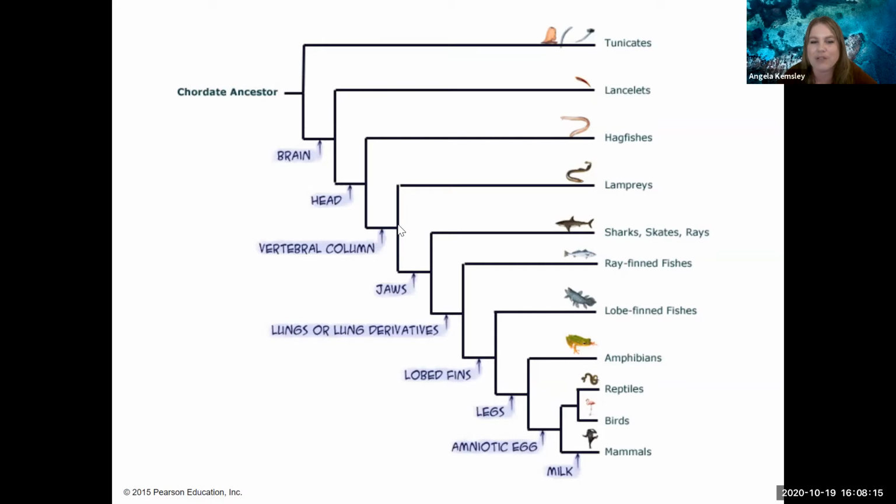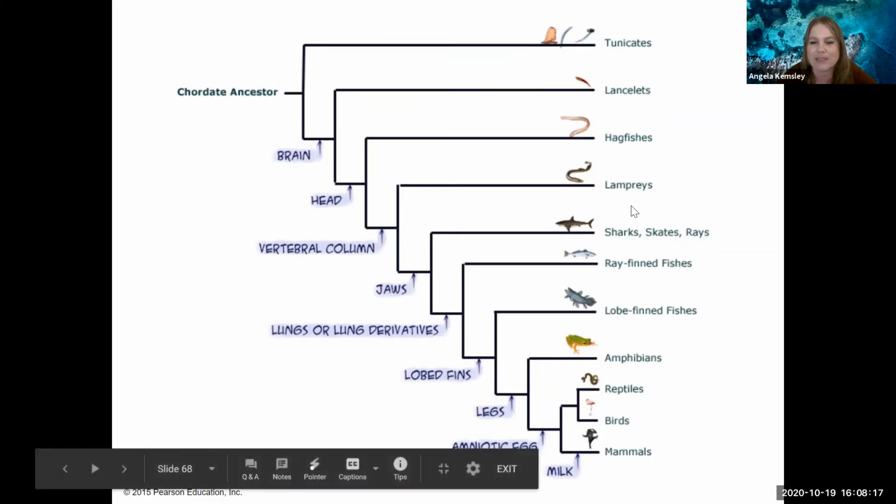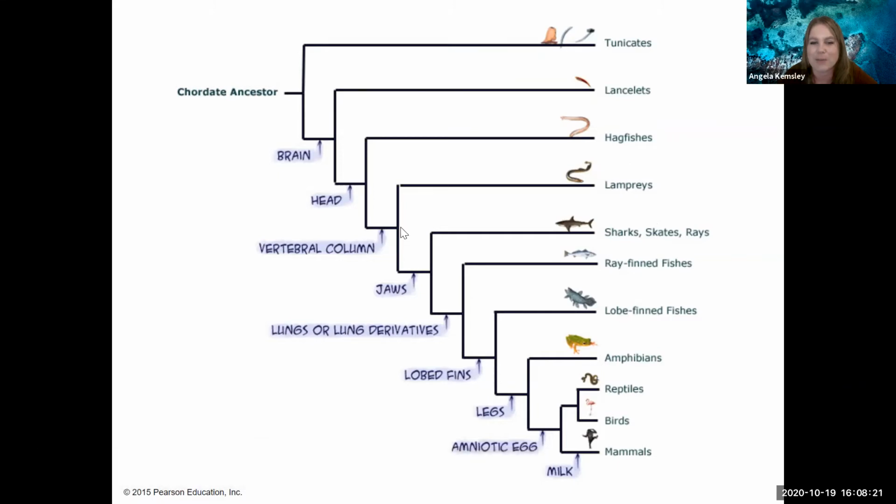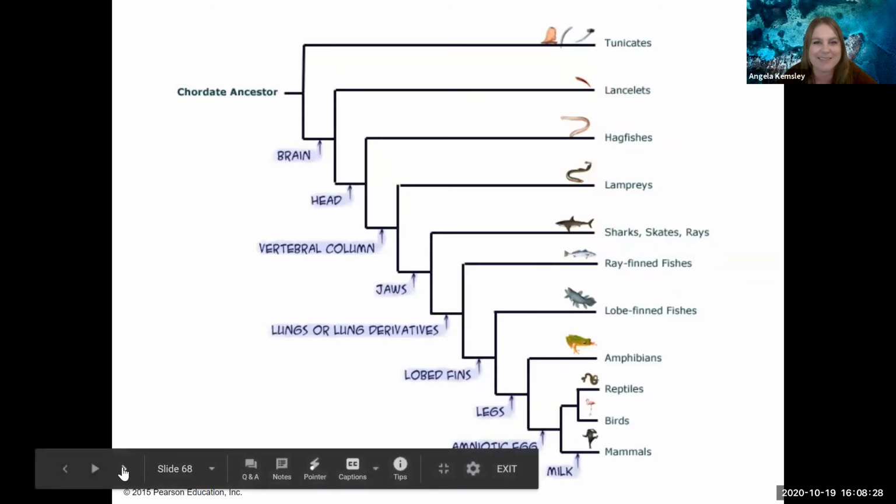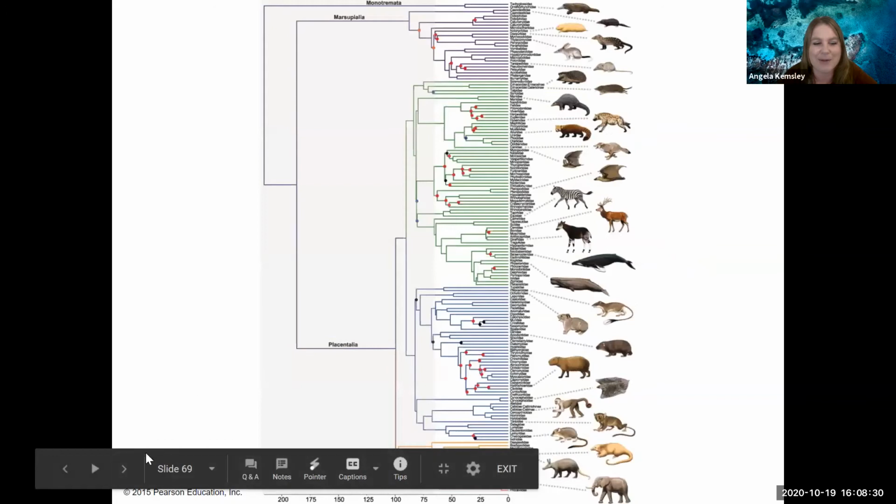And what was the big evolutionary adaptation that set all of these things, the sharks, skates, rays, down to mammals, apart from the lampreys? Here's the most recent common ancestor. The big evolutionary adaptation was jaws. And look at that, you can just keep going and keep going. Ooh, look at Okapi, I love Okapis. It was just World Okapi Day.